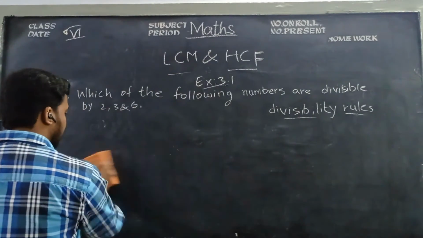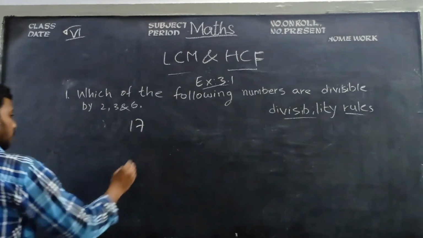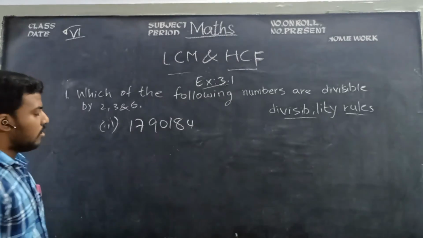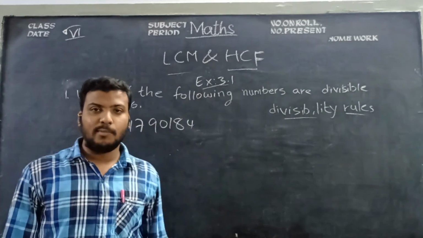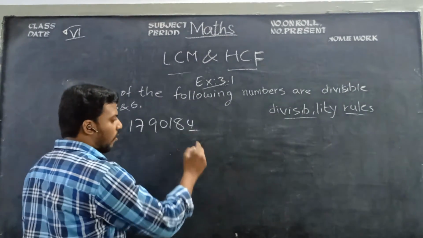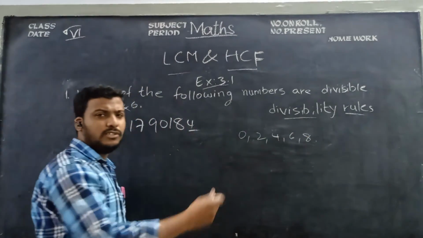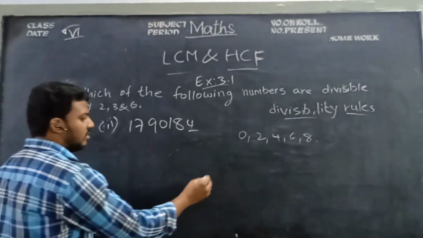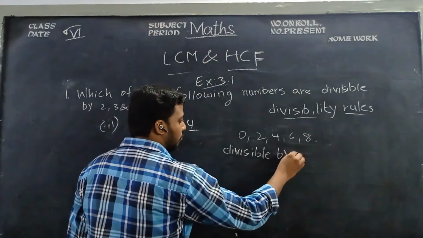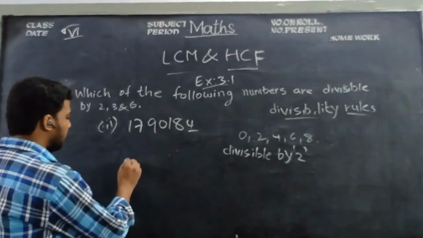So here it is 1790184. Children, you can simply say this number is also divisible by 2. How? Because in the ones place it is 4. I said that in the ones place the digit should be 0, 2, 4, 6 or 8, any of the digits, no problem. So it is divisible by 2, children. Next, if you want to check this number for divisibility by 3, add these digits.